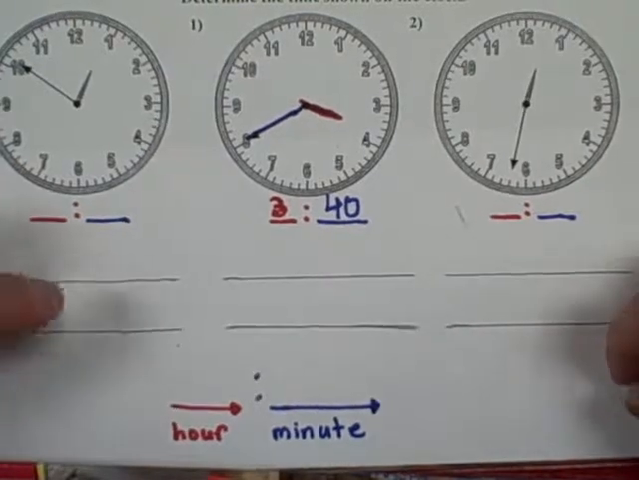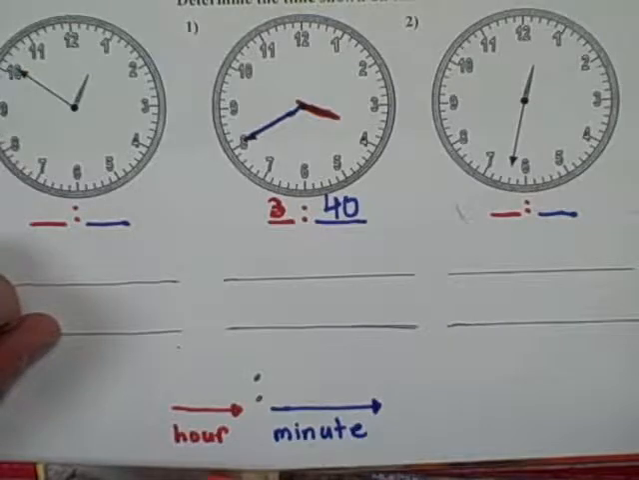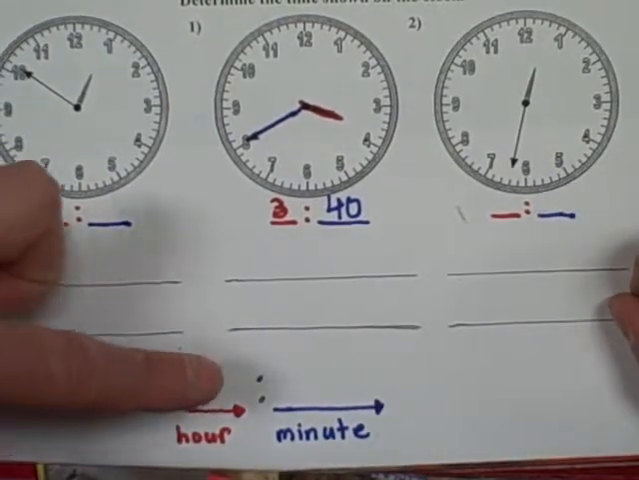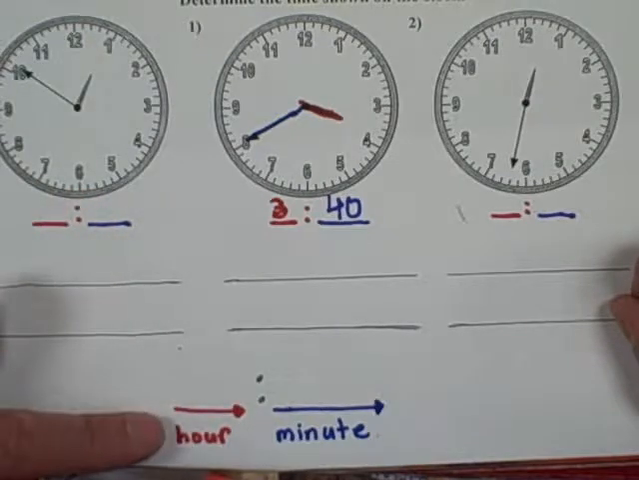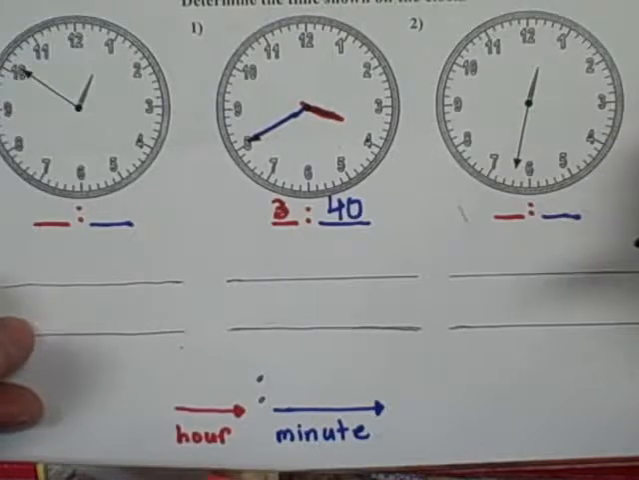When you write the time, you start with the hour, then you go to the minute. And the hour always comes first. It's the shorter hand, and the minute is the longer hand. You can see that because the word hour only has 4 letters, and the word minute has 6 letters.